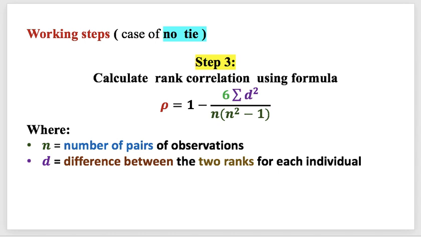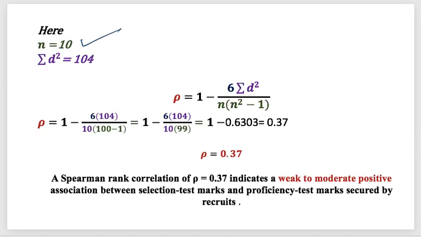So we observed that the value of n is 10 here, and summation of d square is 104. So when we put it into the formula, we get this expression, and after simplification, that is 0.6303, and when we take the difference we observed 0.37, which is positive. So there is a positive correlation, but the correlation is weak to moderate. So we can say that the association between the selection test marks and proficiency test marks secured by the recruits is moderate or weak to moderate. So that is an interpretation.